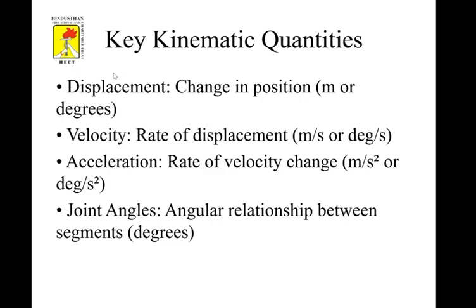So what is displacement? Displacement is nothing but the change in position of an object with respect to time. It can be measured in terms of meters or degrees. Velocity is nothing but the rate of displacement, and acceleration is nothing but the rate of velocity change. Joint angles are nothing but the angular relationship between segments.